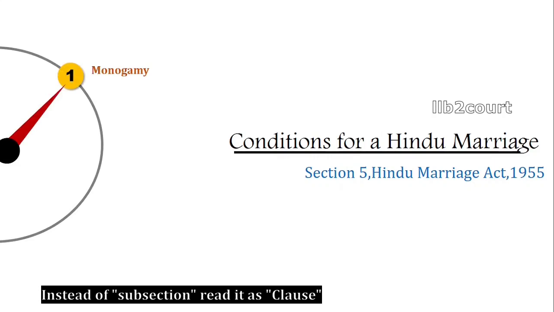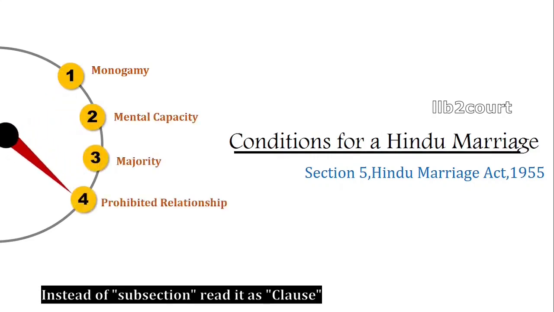So easy to remember. First one is monogamy. Second condition is about mental capacity. Third, majority. Fourth is about prohibited relationship. And fifth is about Sapinda Relationship.